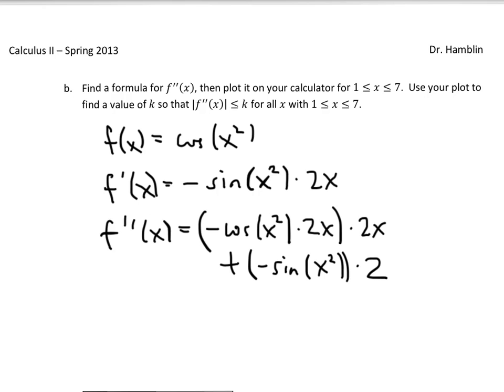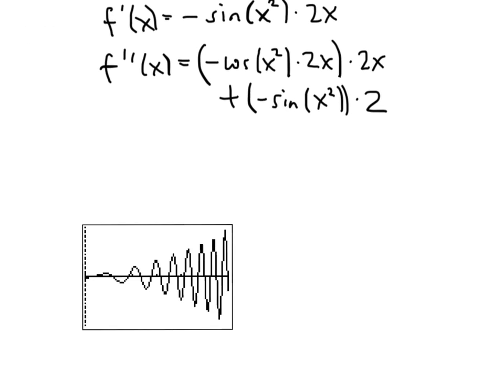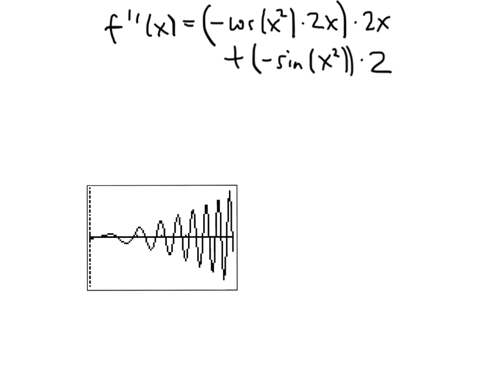Now we could simplify that, or we could just type it into our calculator as is, and when we do that and graph it on the interval from 1 to 7, this is the picture we end up with. Now on our calculator we have to tinker around a little bit. We have to use some trial and error to find a good y range. This y range that I have posted here is from negative 200, that's this low y value here, up to positive 200 up here. So that means that the k value I want to use is 200.